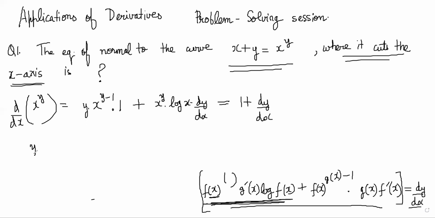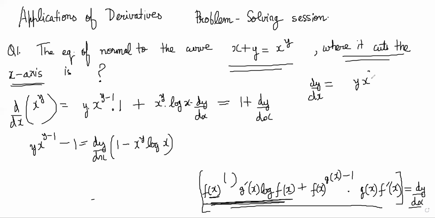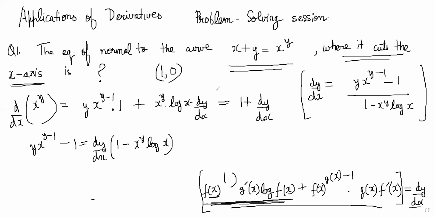So you get y x power y minus 1 is equal to, minus 1 actually. Minus 1 is equal to dy by dx into 1 minus x power y log x. So dy by dx is equal to minus y x power y minus 1 divided by 1 minus x power y log x. This is the slope as a function of x, but now what I need is the slope at the point 1 comma 0.